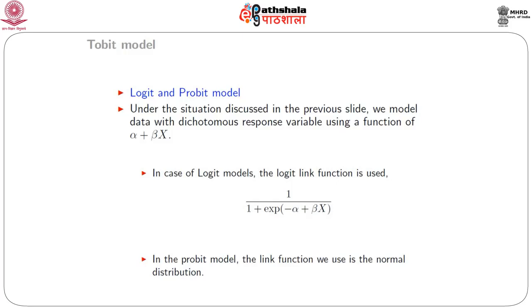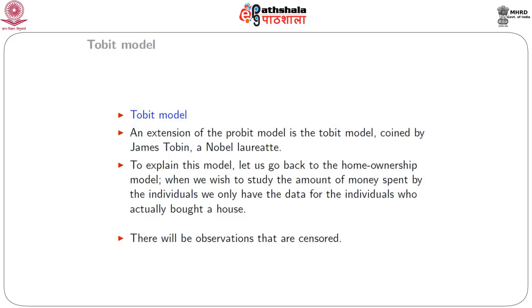So what happens here is, in regular regression we had expectation of y given xi equals alpha plus beta xi, but in case of Logit link, it gives us expectation of y given xi equals 1 over 1 plus exponential negative (alpha plus beta xi). And similarly, in case of probit model, we use the probit link function which uses the normal distribution CDF as the link function. An extension of the probit model is the Tobit model, coined by James Tobin, who was a Nobel laureate economist.